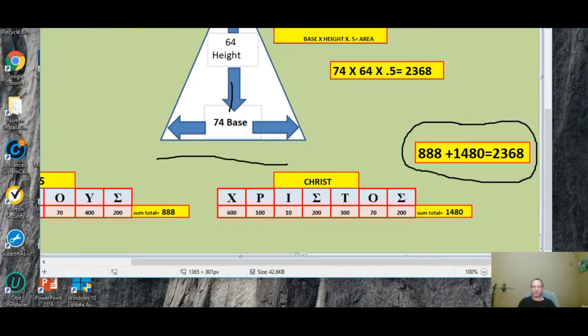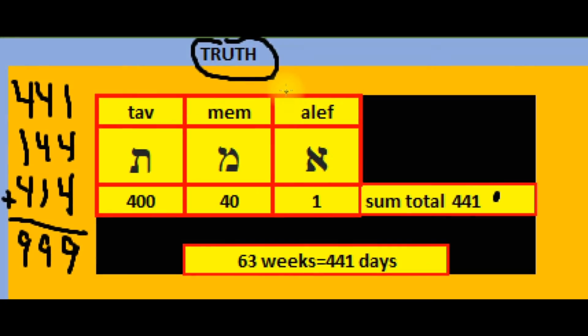Truth. The Hebrew word for truth, Aleph has the value of 1, Mem has a value of 40, and Tav has a value of 400. Their sum total value for the word truth is 441. 441 has an anagram of 144 and 414. When added together, they sum total to 999.